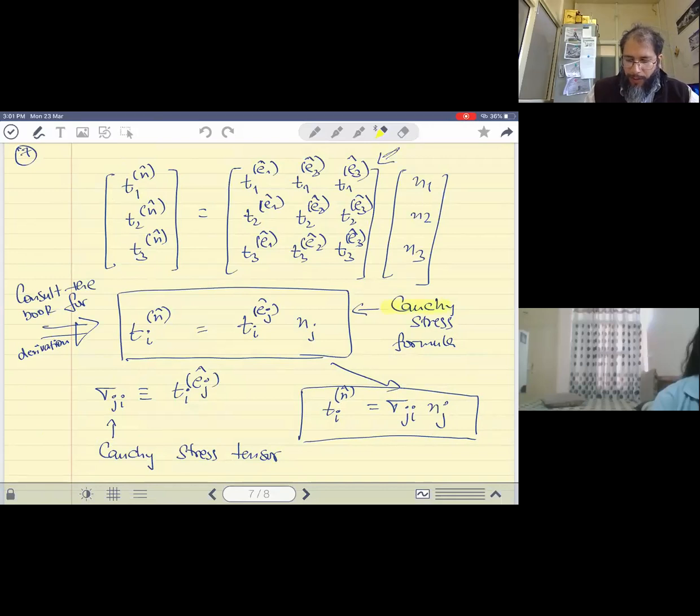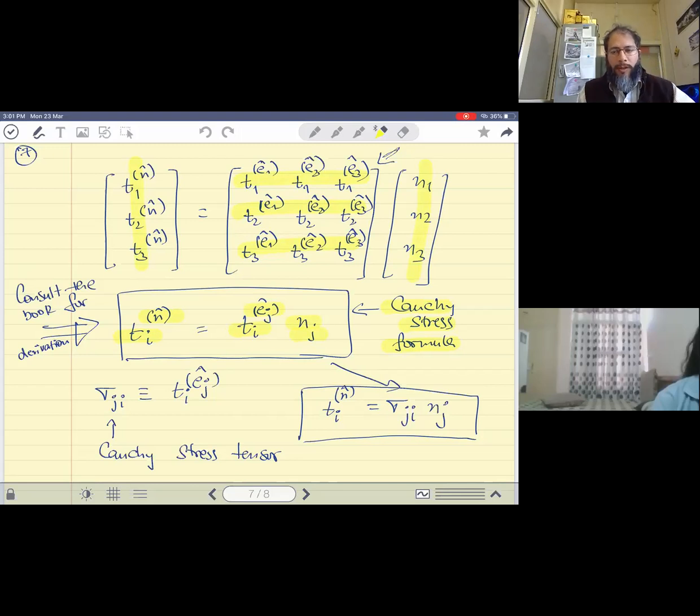So this is what the Cauchy stress formula is. This states that we can find the traction vector on an arbitrary cutting plane in the n hat direction using the stress vectors on the Cartesian planes and the normal n hat. So if I give you the 9 components, which are the 3 rows of this matrix, and I give you the 3 components of the normal, then you can use that and create the 3 components of the stress vector on the n hat direction plane.